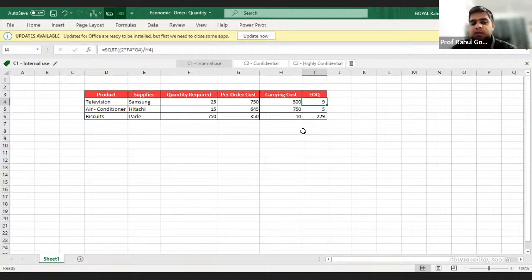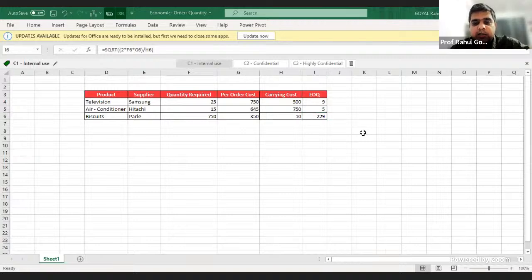So 9 units in case of television. While you need 25 units, you will be placing an order for 9 units. So 9, 9, that's 18. And the last order could be for 7 units, and that is what will minimize your total cost.